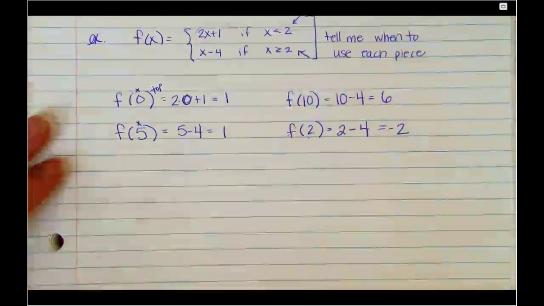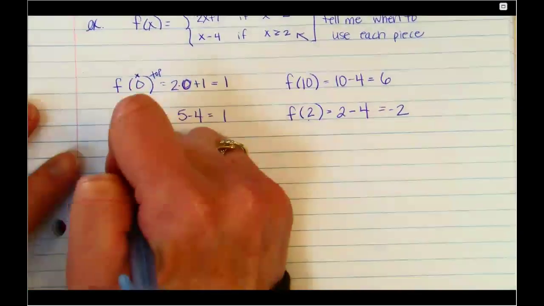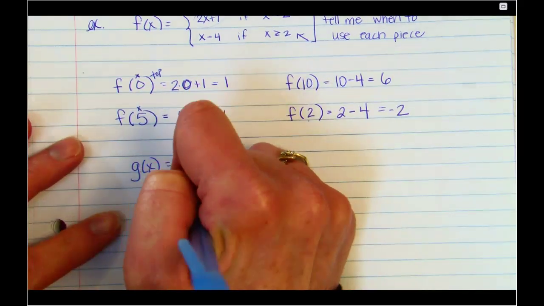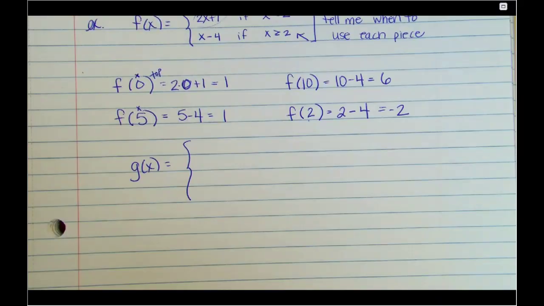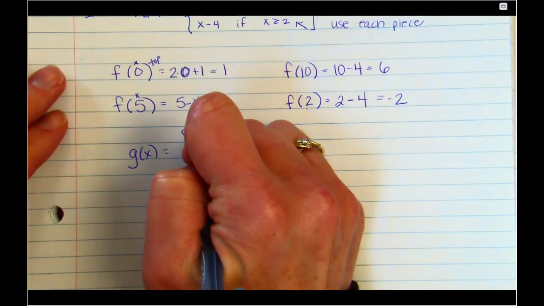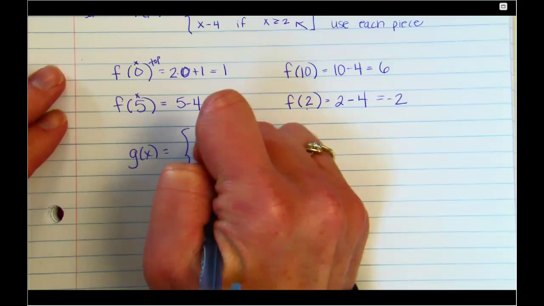Okay. So let's do another function here. I just don't want to keep using this one. It's boring. Yeah, change it up. It's a G now. Let's do 4x minus 7.